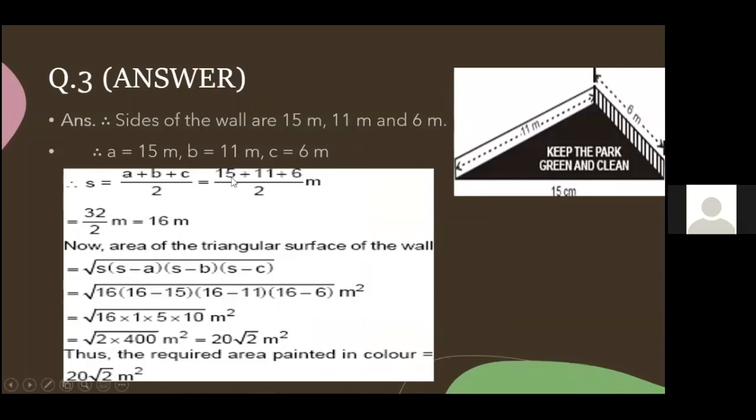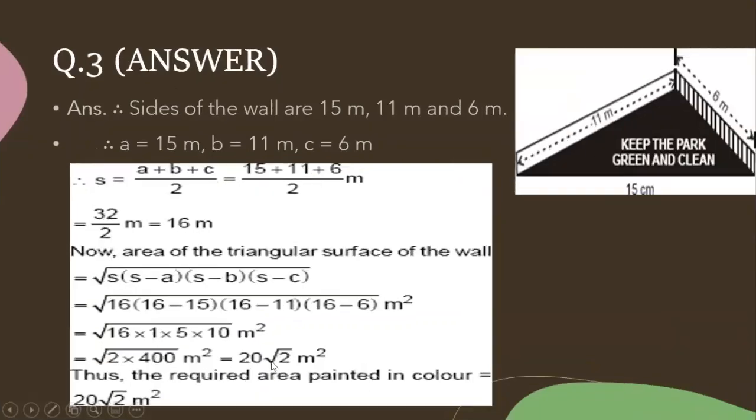So the perimeter is 15 plus 11 plus 6, it is 32. Semi-perimeter is 32 by 2, it is 16 meter. So any doubt, children? Then apply that S in the formula. S is 16, A is 15, B is 11, C is 6. You can interchange A, B, C as 15, 11, 6 for anything. Then if you apply, you'll be getting 20 root 2 meter square. Am I clear, children? Required area to be painted is 20 root 2 meter square.